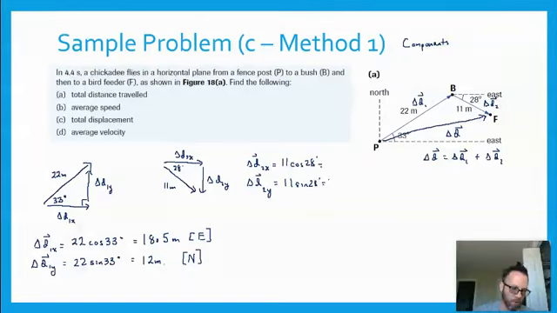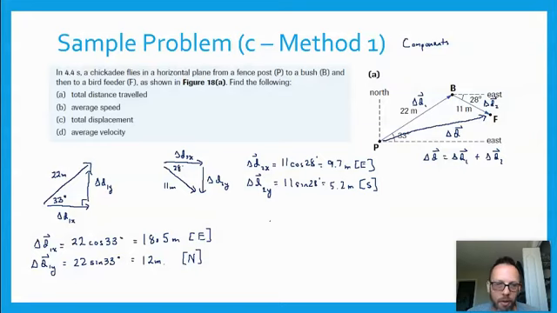So let's calculate those. 11 cos 28, 9.7, and that's meters, and we know that's to the east. And 11 sine 28, 5.2 meters, and we know that's going south. And everything's checking out here.